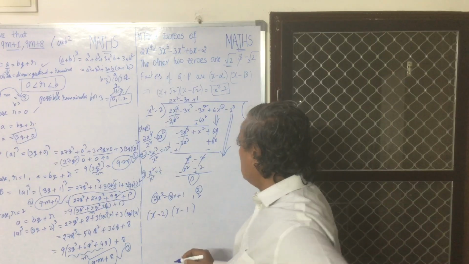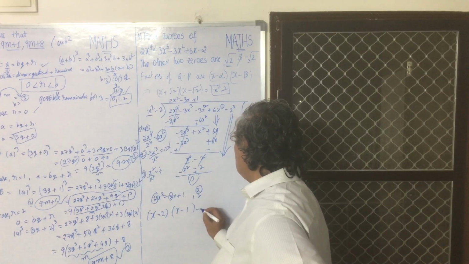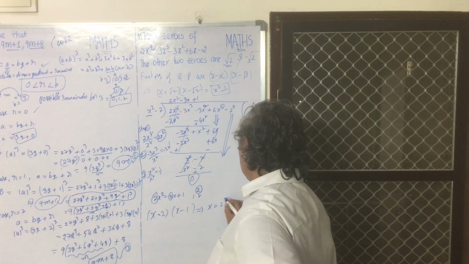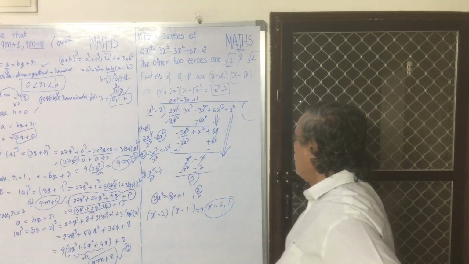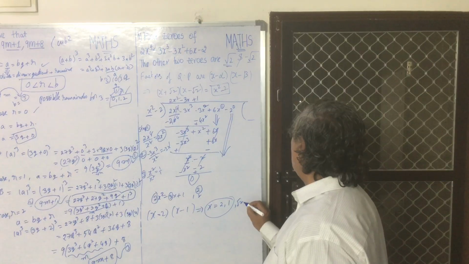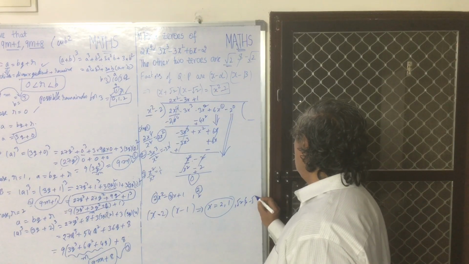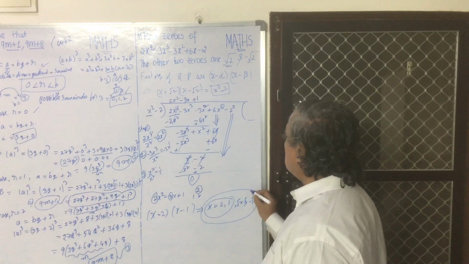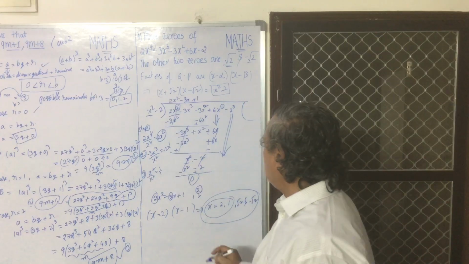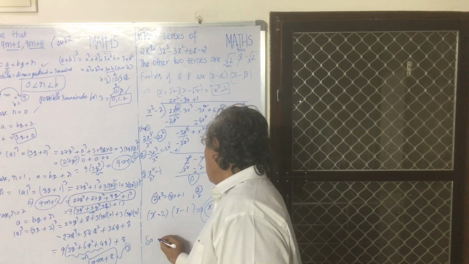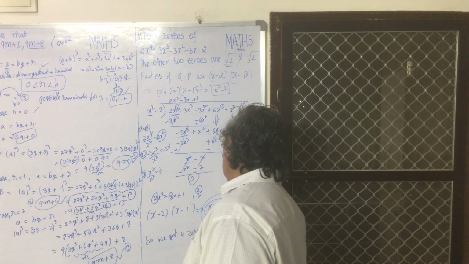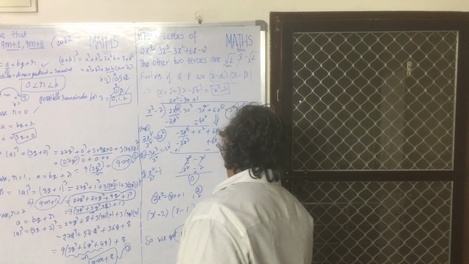Then what are the zeros? The zeros are x equal to 2 and 1. Already you know the other zeros, root 2 and minus root 2. These are the 4 zeros of this biquadratic polynomial. 4 zeros. This is the answer.